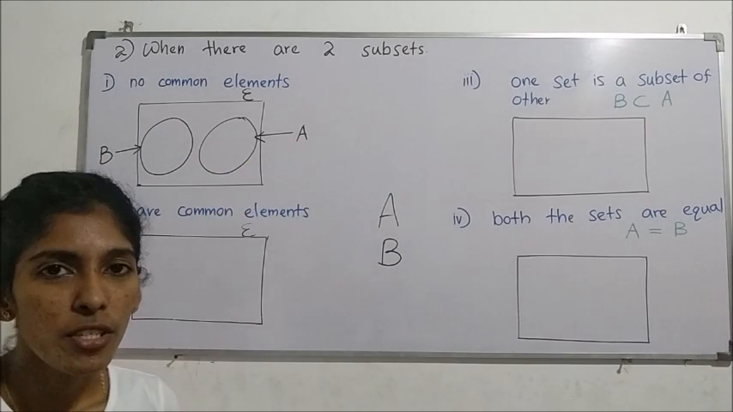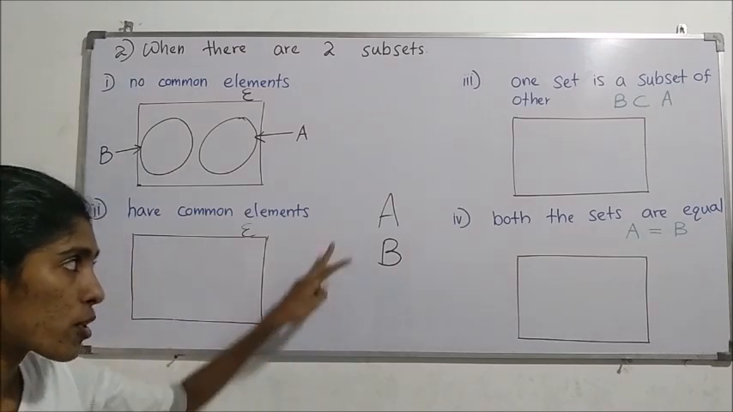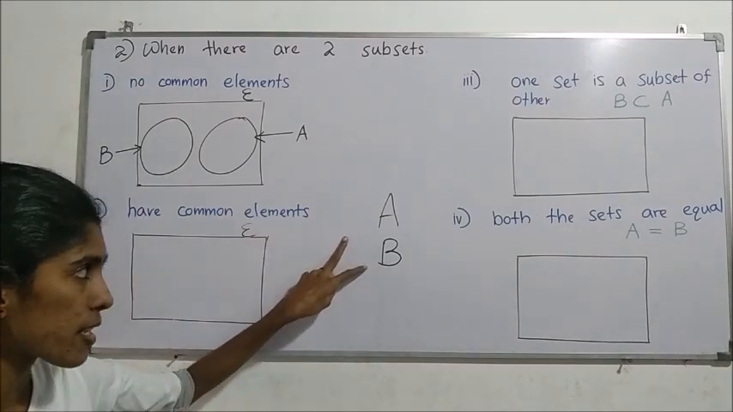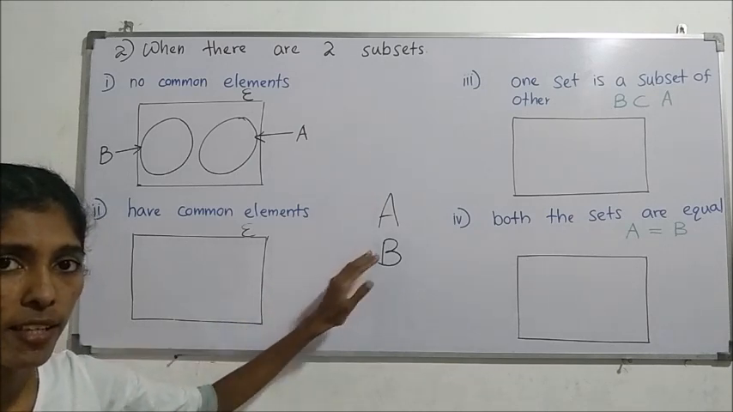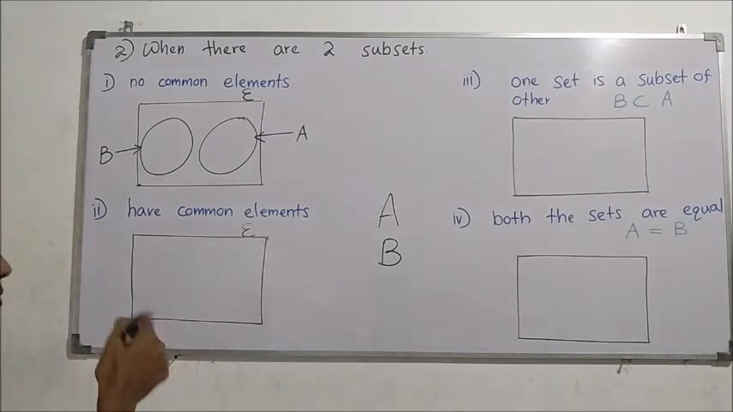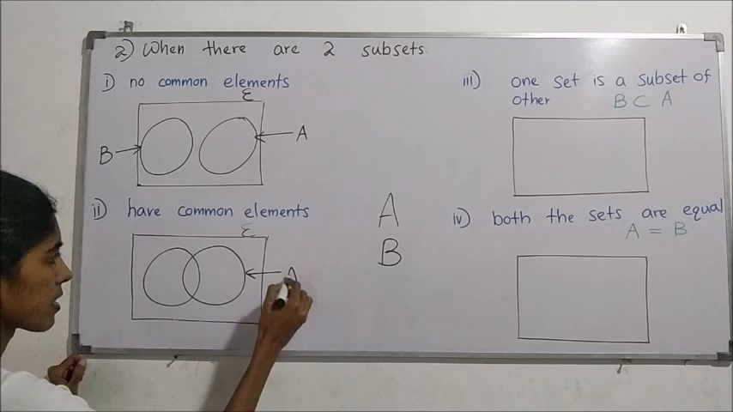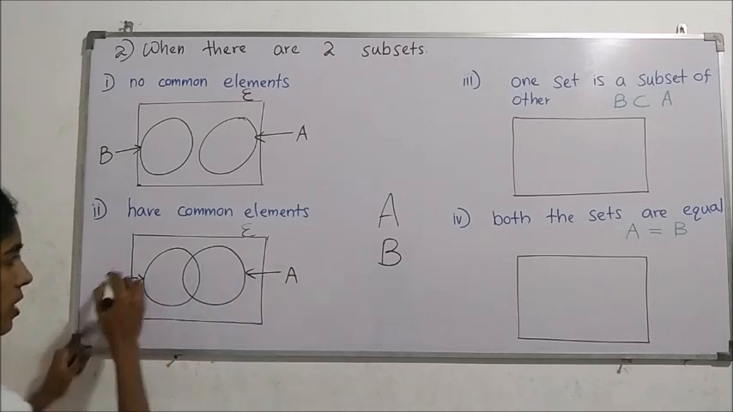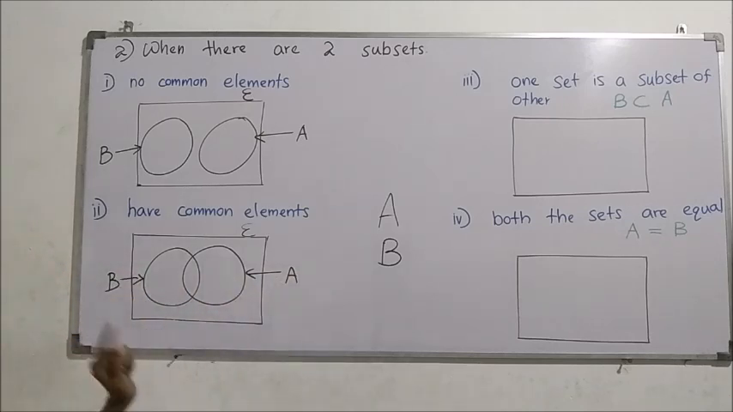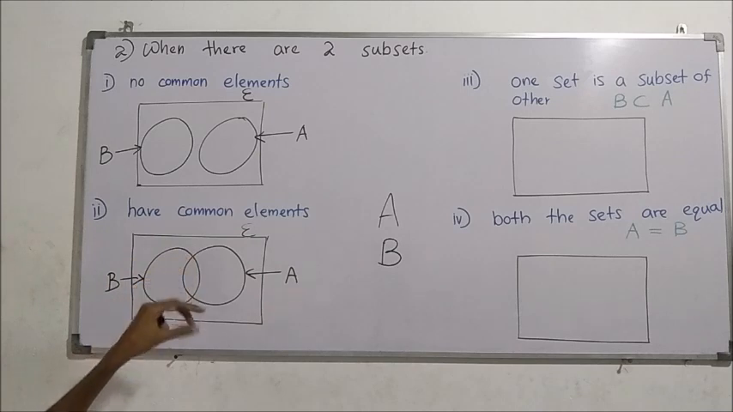Okay, now children, the second situation, there are common elements for the two subsets that we consider here. For A and B, there are common elements. If it is so, this is how we represent them. This is set A and this is set B. Should name the sets that you include. This is the common region. Inside this region we can include those common elements for both the sets.